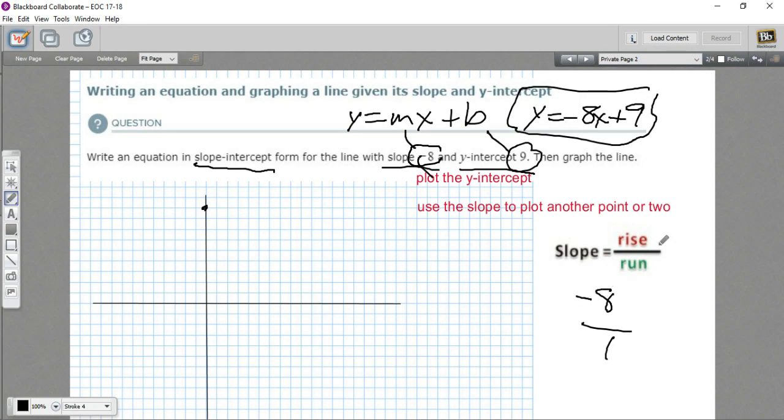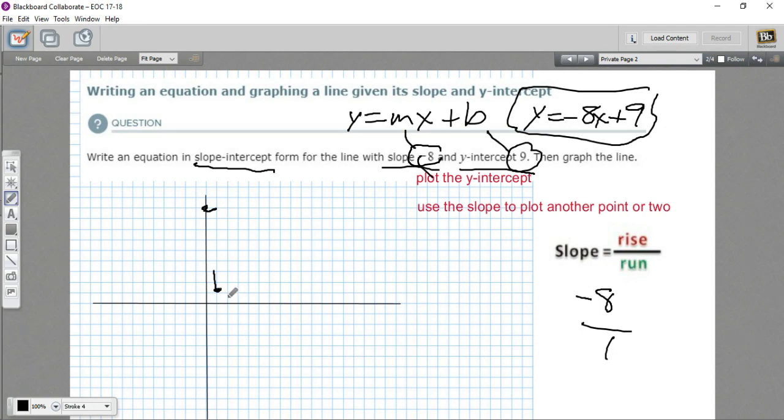So our rise is negative 8. That means that's how many spaces it goes down because of the negative part. And the run is 1. So I'm going to go over to the right 1 and down 8 each time to plot a new point. So let's go over to the right 1 and then down 8. That takes me right there.